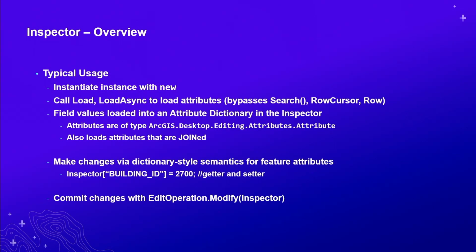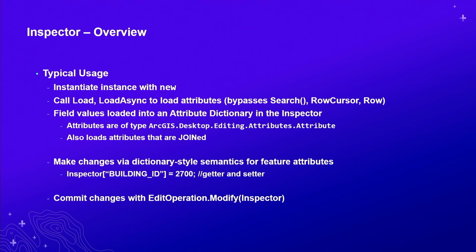Typical usage, we instantiate a new one like you do with the edit operation. It starts off being empty, of course. We then load into it the attributes that we want to access or the ones that we want to update. So there's a method on that called load or load async. Once we load the feature into it, which is typically by a map member and an OID, we get access to the attribute.